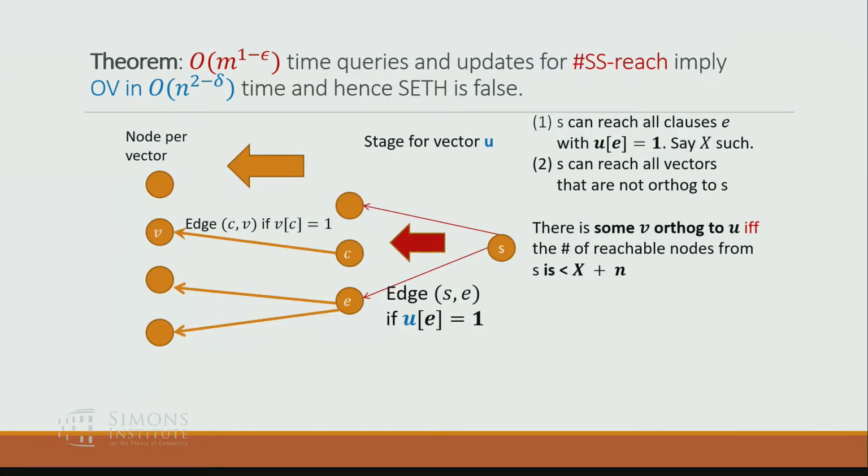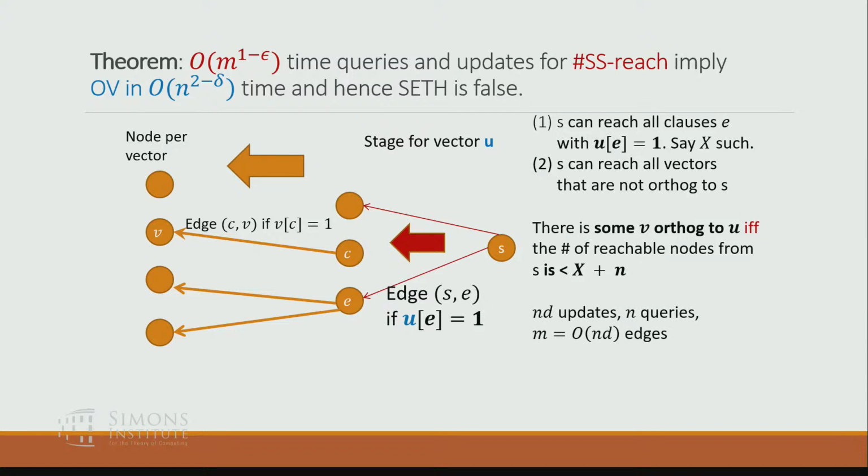So when I ask the query how many nodes can S reach, if I get less than x plus n, I know that there's an orthogonal pair involving u, and I can even stop and return. Otherwise, I delete the edges and move on to the next u. I have n times d updates. So d updates, 2d really, d insertions and d deletions roughly per vector, and there's n queries.